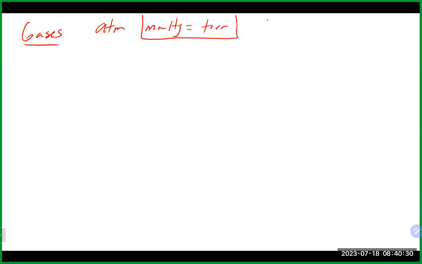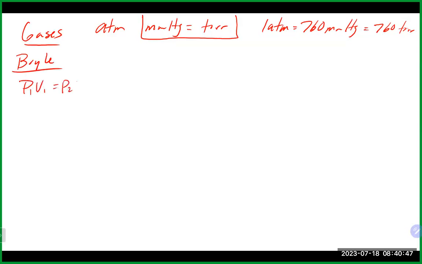1 atmosphere is 760 millimeters of mercury and 760 torr. We got into the idea of some gas laws. We talked about Boyle's law, which dealt with the pressure volume relationship. And that was at constant temperature.